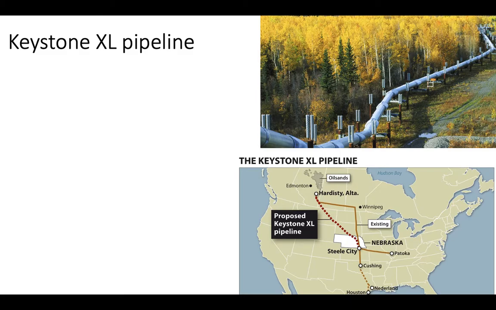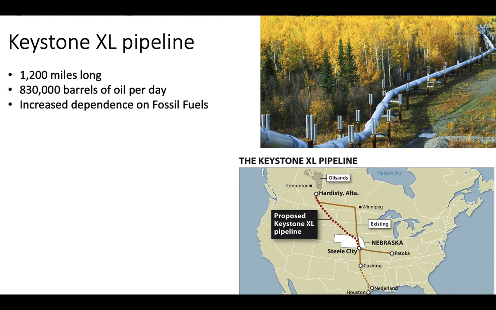And additionally, like I said, the pipelines that are used to carry that oil have a lot of problems associated with them. One example is the Keystone XL pipeline, which in 2021, the permit for it was revoked by President Biden on his inauguration day. This pipeline was about to be proposed to be 1,200 miles long, transporting 830,000 barrels of oil a day. And it's a huge symbol for our increased dependence on fossil fuels when our country and our world is trying to shift towards more renewables.